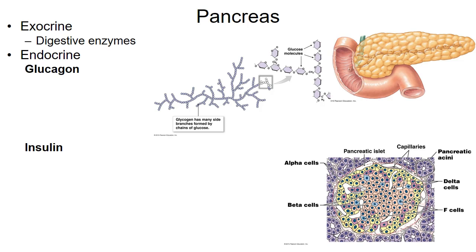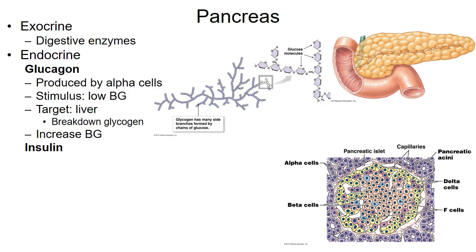Now, insulin's involved with trying to lower blood glucose levels. Glucagon's the opposite. It's trying to actually increase blood glucose levels. So here, what's the stimulus that causes glucagon to be released? Well, if blood glucose is too low, then glucagon gets released to try to elevate it. How does it do that? Well, remember, one of the stores of glucose is glycogen. So what does it do? It promotes the breakdown of glycogen so that glucose gets released into the bloodstream to try to restore blood glucose levels.